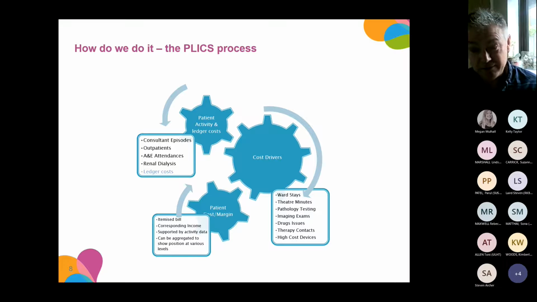You get the corresponding income, so you're able to look at the costs versus the tariff. It's supported by the activity data, so we can look at how many tests we did, for example. And it can be aggregated because it's at such a granular level, patient level. We can aggregate it at specialty level, divisional level, consultant level, day of the week, whether that has an impact on whether we do certain things, like weekends, for example. So we're able to look at it in many, many different ways.